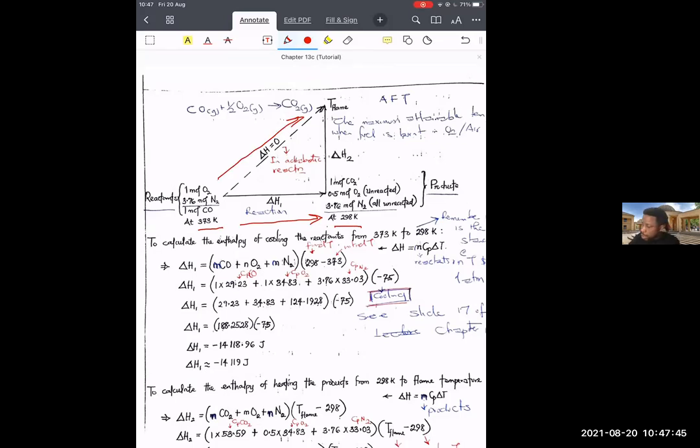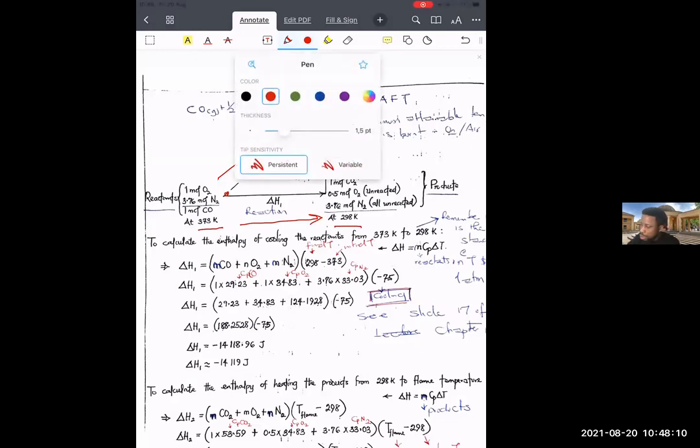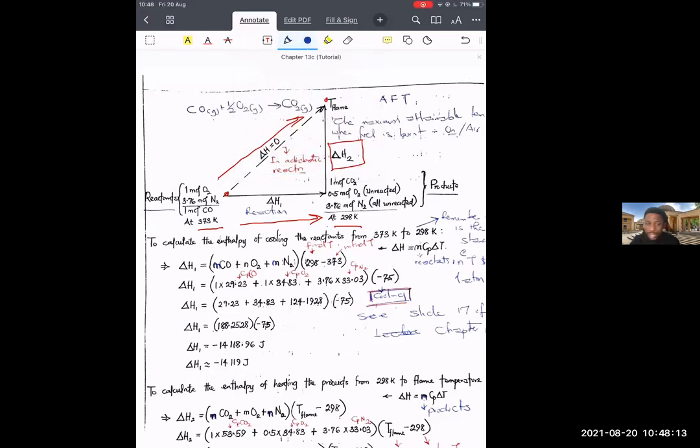And then the difference between this point and that point that is there, this is what we'll be looking at for the calculation of our T flame. So please take note of those things. All right, so let's move back to what we've talked about earlier on.